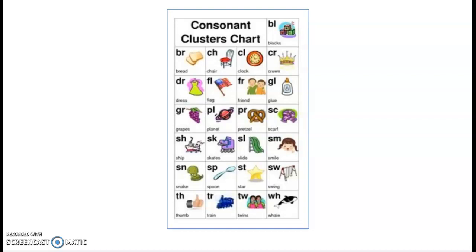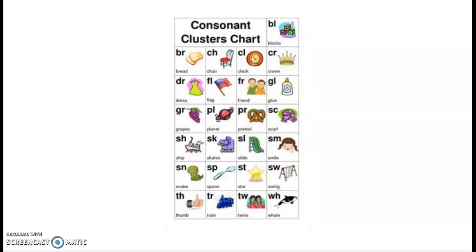We're going to be learning more about consonant clusters today. You guys have a chart at home that looks similar to the one on the screen. This is a consonant cluster chart. It shows two letters put together that kind of work together to make one sound. So you can practice using your chart at home or use it to help you today. We are going to focus on the consonant clusters SH and TH today.